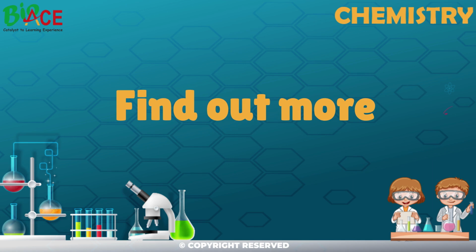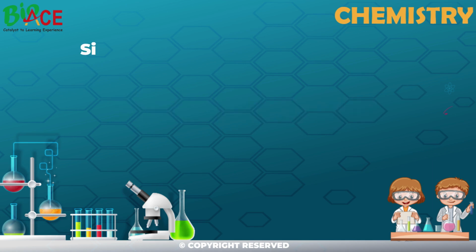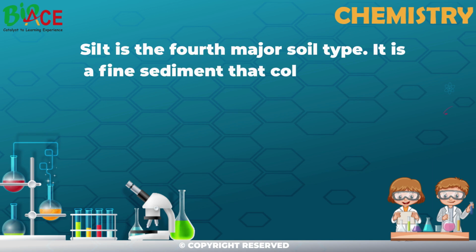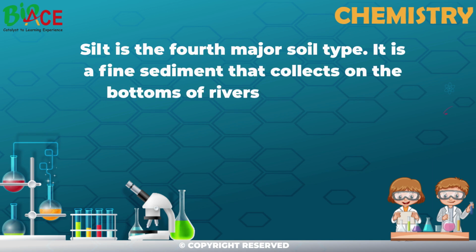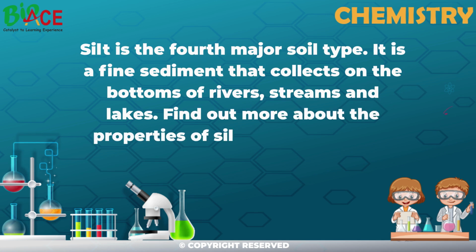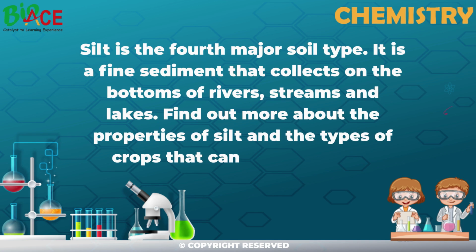Find out more. Silt is the 4th major soil type. It is a fine sediment that collects on the bottoms of rivers, streams and lakes. Find out more about the properties of silt and the types of crops that can be grown in it.